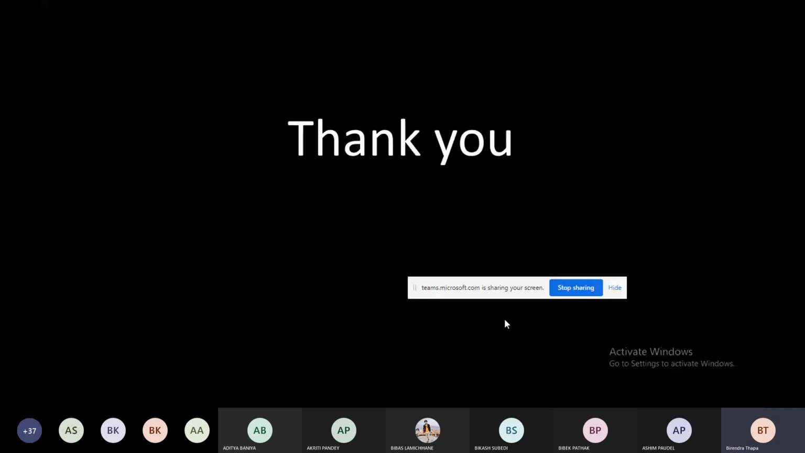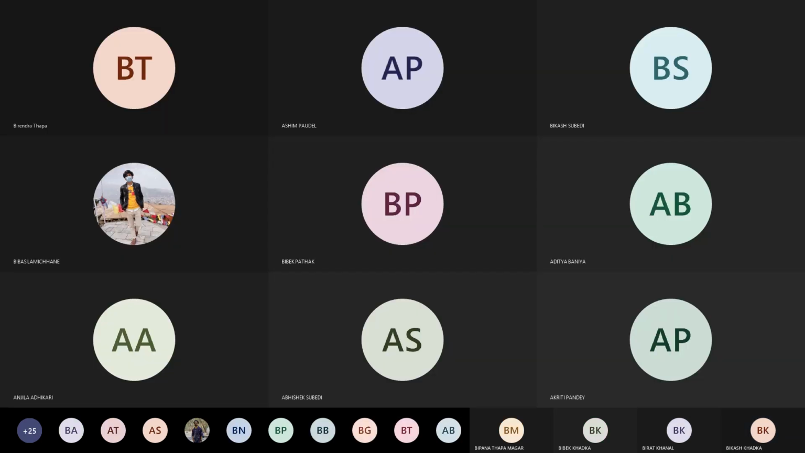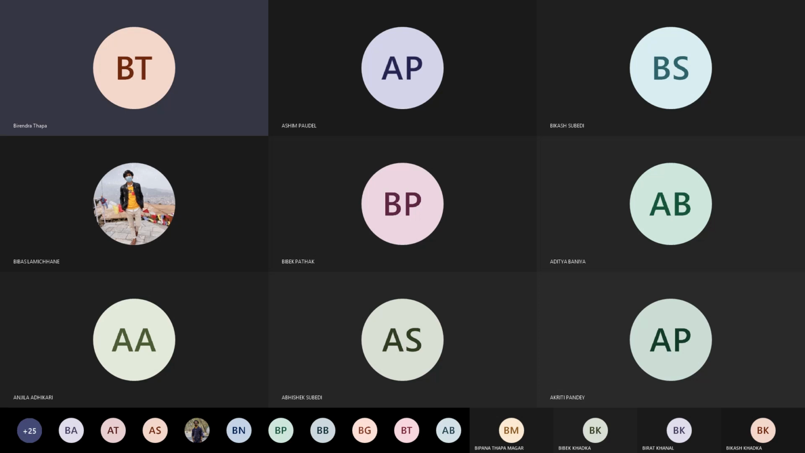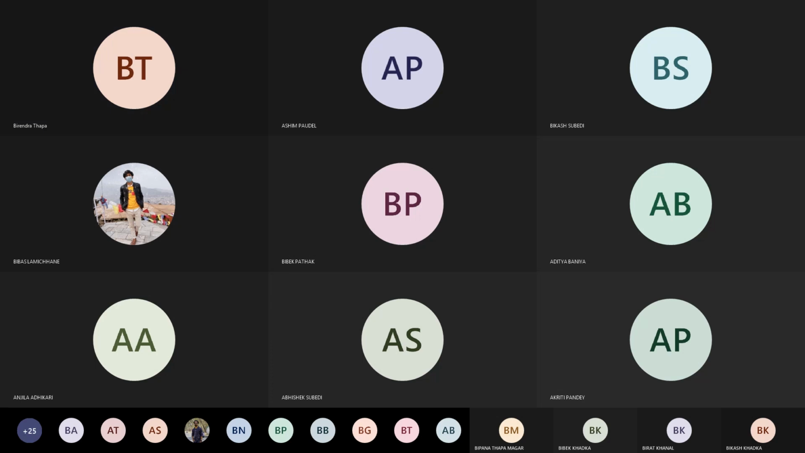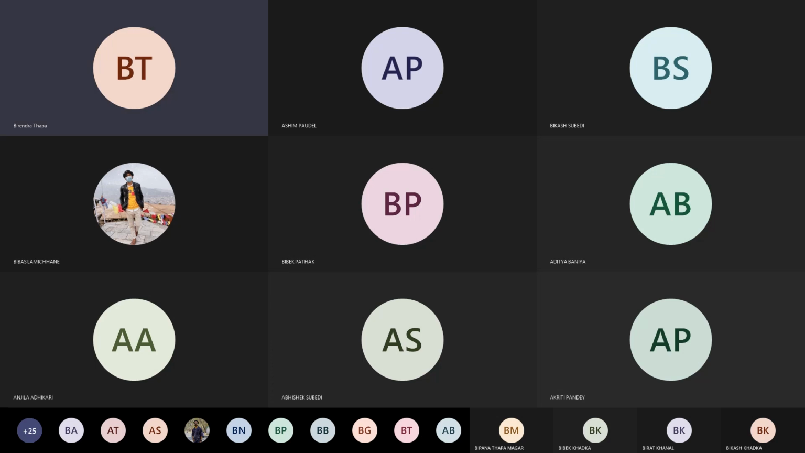D block elements gets completed. I have completed D block elements.